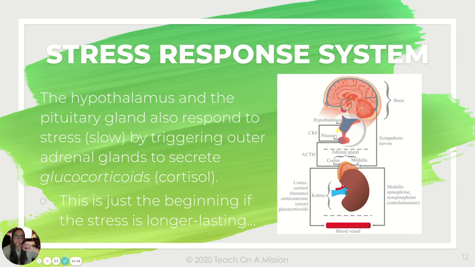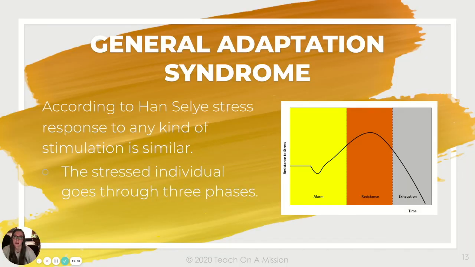Okay, so far we've got our nervous system with our fight or flight. We've got some neurotransmitters. We've got cortisol being released. We've got the endocrine system working. There's a lot that's happening when you're stressed. And then one guy came up with the general adaptation syndrome, GAS for short, if that helps you remember it. But basically, a stressed individual is going to go through 3 different phases: alarm, resistance, and then exhaustion.